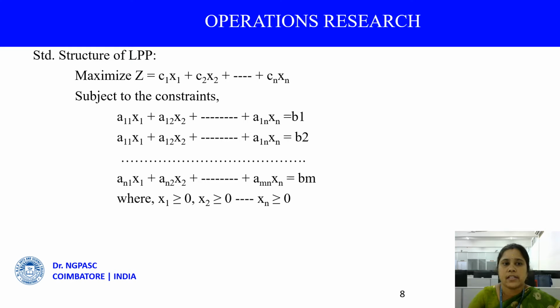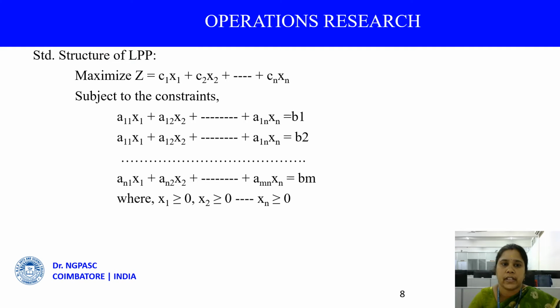Next, define the standard form of LPP. The standard structure we have to write is the standard structure of LPP. The objective function should be of maximized type, and subject to the constraints, all the equations are expressed as equalities and the non-negativity restrictions are greater than or equal to 0.